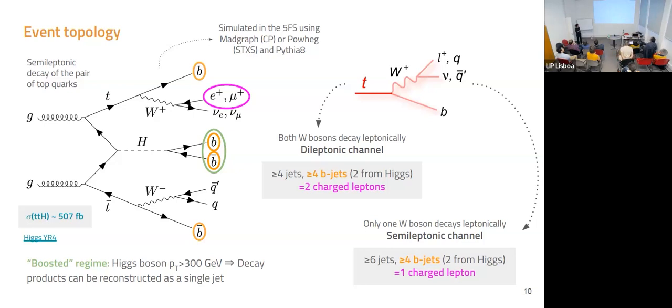And in this case, we are in the semi-leptonic channel where we have only one charged lepton, but we have more jets. And in this analysis, we also consider what we call the boosted regime, in which the Higgs boson has a larger transverse momentum. And so the decay products, meaning the two b quarks, are reconstructed as a single large-radius jet. All of these channels are optimized independently, but they are taken together in the statistical analysis.